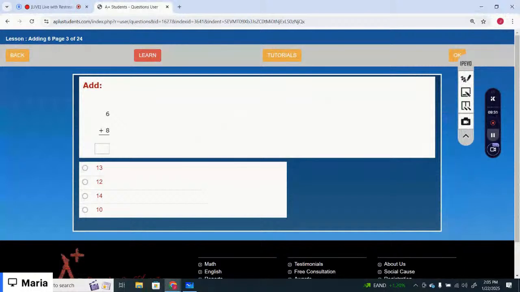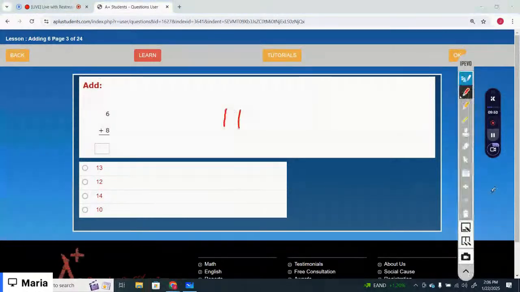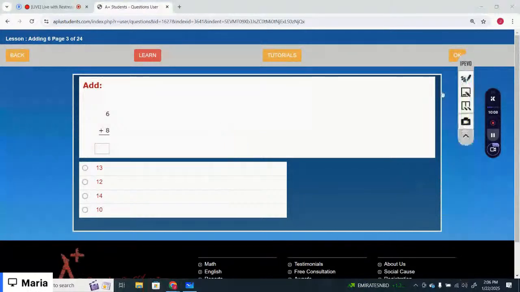8 plus 6. Start with 8 and count up 6. So 8, 9, 10, 11, 12, 13, 14. So 6 plus 8 makes 14. The correct option is 14. Option number 3 is the correct option. That is 14.